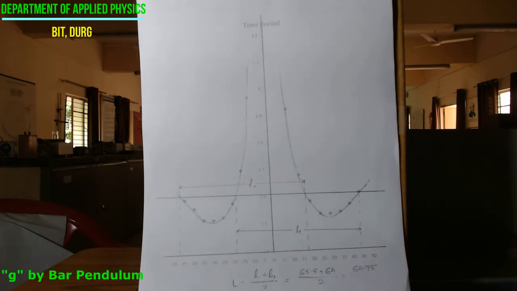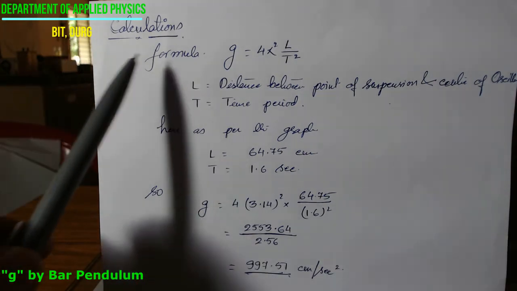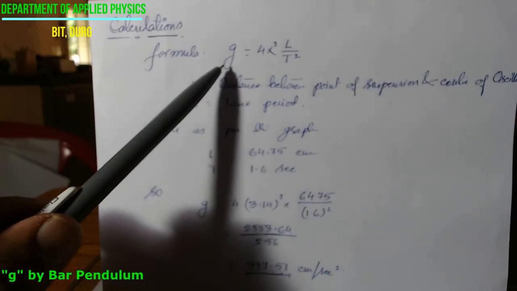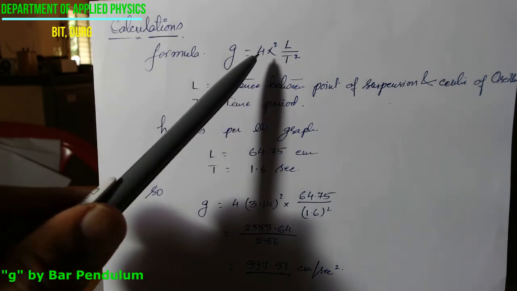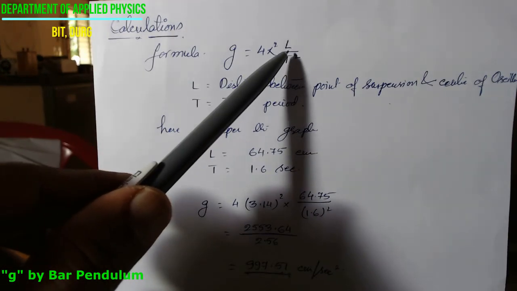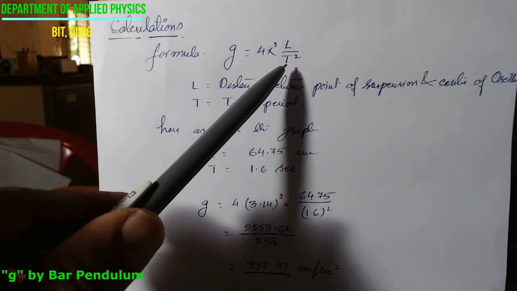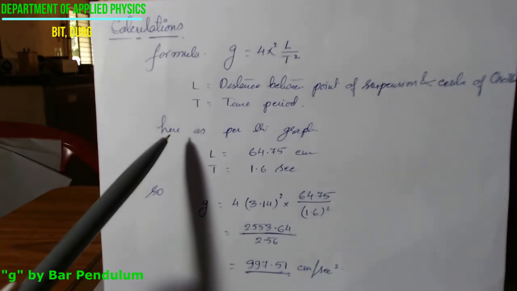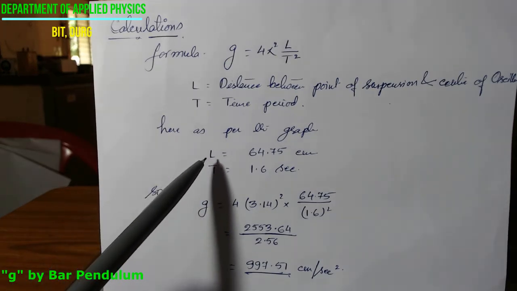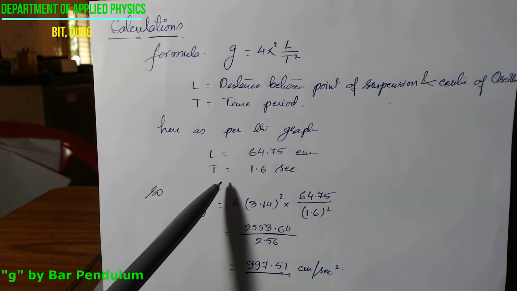So let us see the calculation part of this experiment. The formula is g, that is acceleration due to gravity, equal to 4π², which is a constant, multiplied by L, the length of the pendulum, divided by T², the square of the time period of oscillation. In this case, as I have told you, I have taken L equal to (L1 + L2)/2, and that becomes equal to 64.75. The time period, as I have shown you on the graph, is equal to 1.6 seconds.